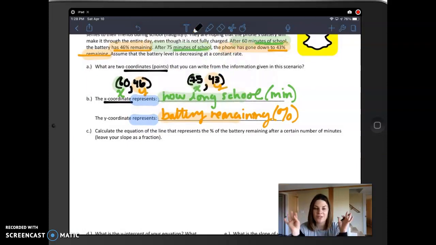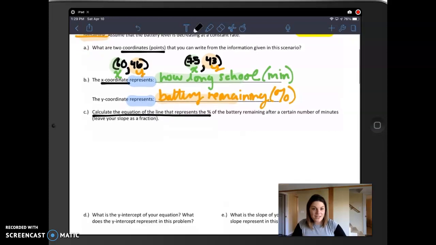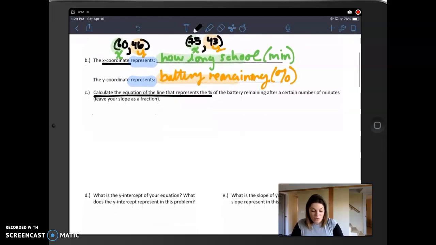And I hope you have a little trigger, or a memory. Hopefully it's a positive memory, but at least it's a memory, where you say calculate the equation of the line, or find the equation of a line, and it's linear. So in your head, you should right away be saying y equals blank x plus blank. Set yourself up for success. Fill in those blanks at the end.